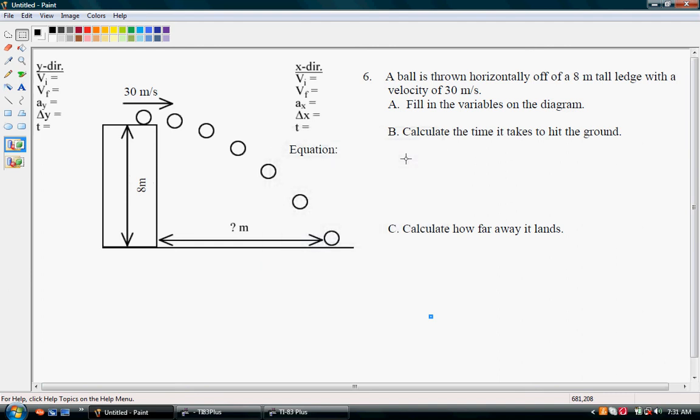A ball is thrown horizontally off an 8-meter tall ledge with a velocity of 30 meters per second. So 6A asks us to fill in the variables on the diagram. So we are going to go ahead and write what we know.